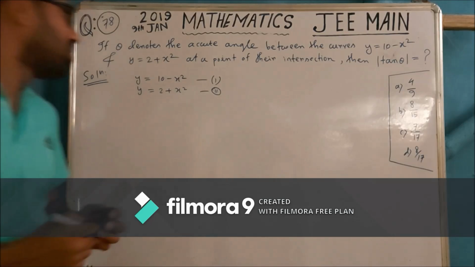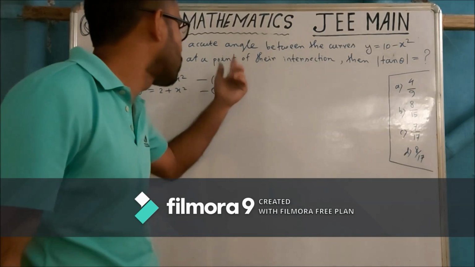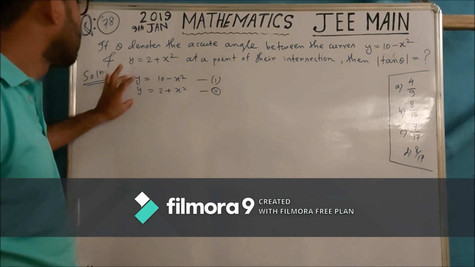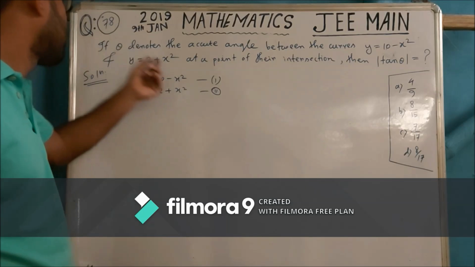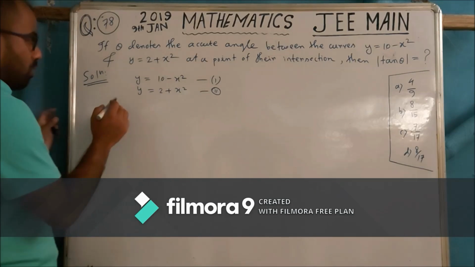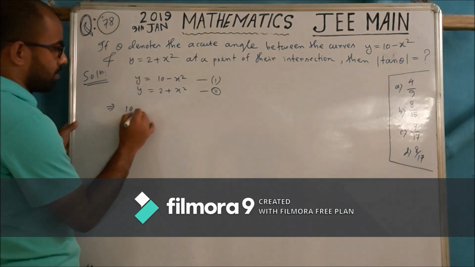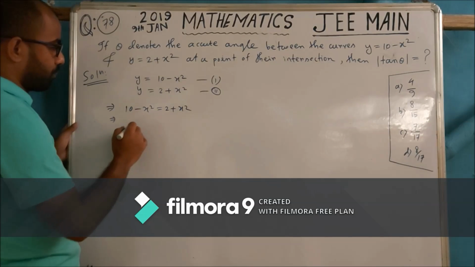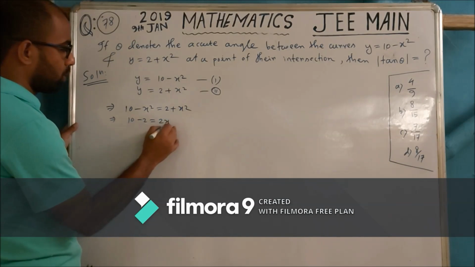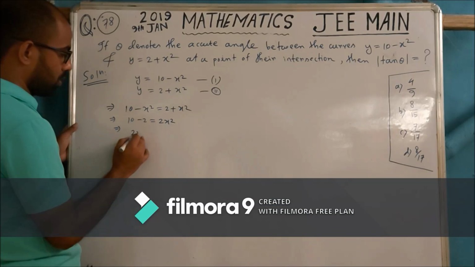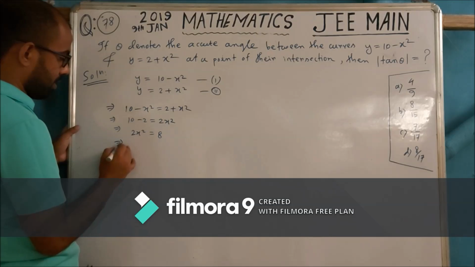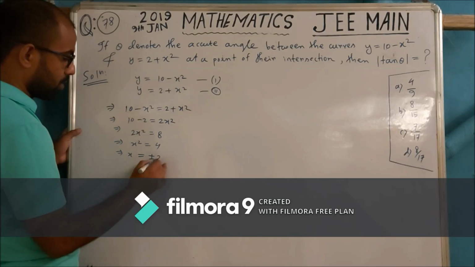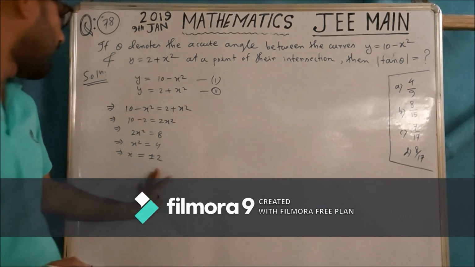First we find the point of intersection of these two curves. We know the left hand sides of these equations are equal, so equating the right hand sides, we get 10x minus x square equal to 2 plus x square. 10x minus 2 equal to 2x square. That means 2x square equal to 8, x square equal to 4. So x is equal to plus minus 2. We get 2 values: x is equal to plus 2 and x is equal to minus 2.